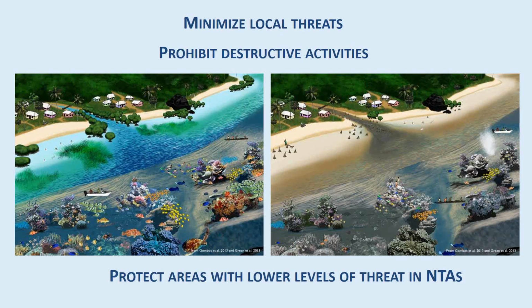Just as I wrap up, I just want to remind everyone, of course, effective management is really important. We need to minimise local threats and prohibit destructive activities, because otherwise, on the right-hand side here, you can see a system that's heavily degraded by runoff of dirt and nutrients, overfishing, destructive fishing. So you have unhealthy systems and poor ecosystem services for people. Versus on this side, where you have a low level of threat, you have healthy systems, good fisheries, good tourism, and so forth. How do we use this information for no-take design?